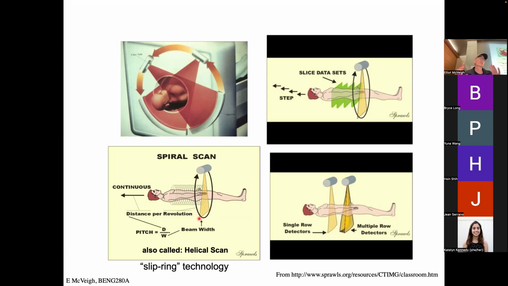Obviously, if we spin it super fast, we're going to zip by these projections really quickly. So that puts a strain on our X-ray source, right? Because if I go 5 times faster, I need 5 times more X-ray fluence, right? In order to get all of those projections with enough X-rays. And so the tubes get more and more powerful.